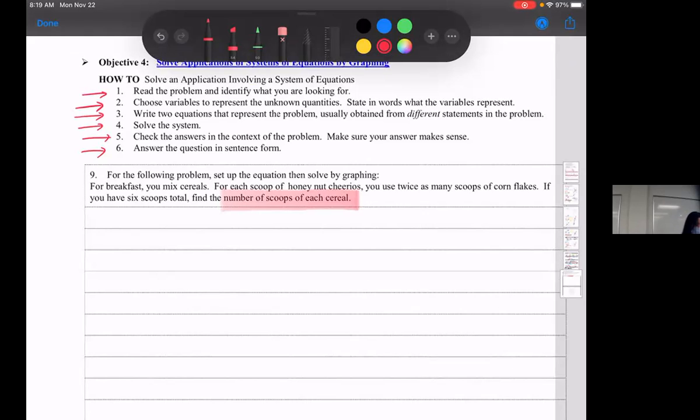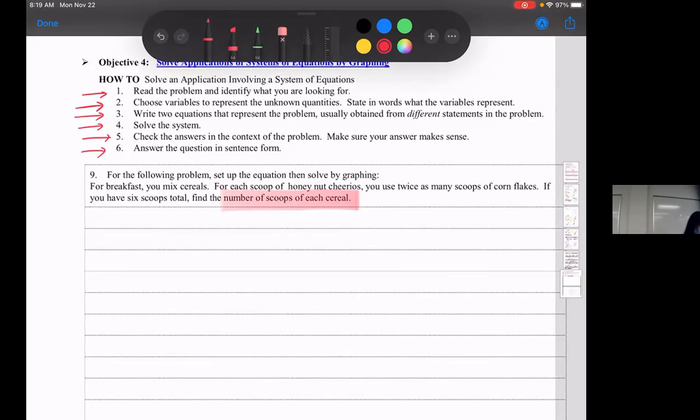So for this problem, let me read it for you. For breakfast, you make cereal. For each scoop of honey nut cereal, you use twice as many scoops of cornflakes. If you have 6 scoops total, find the number of scoops of each cereal. So I got 2 types of cereal here.